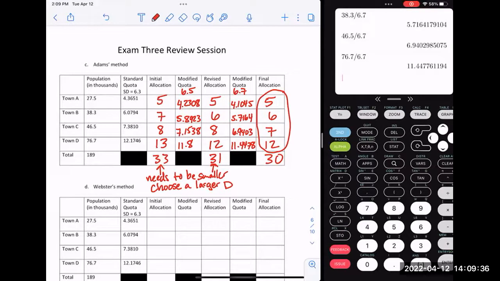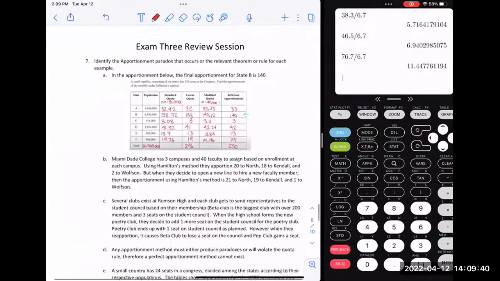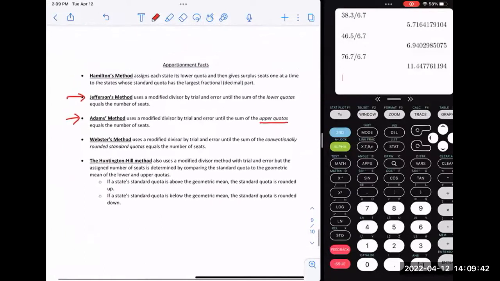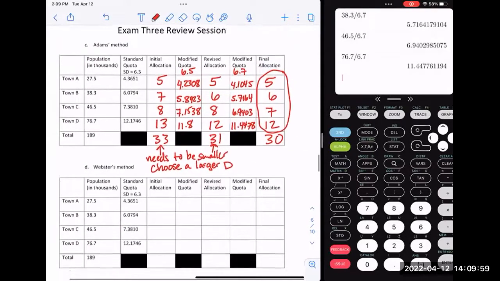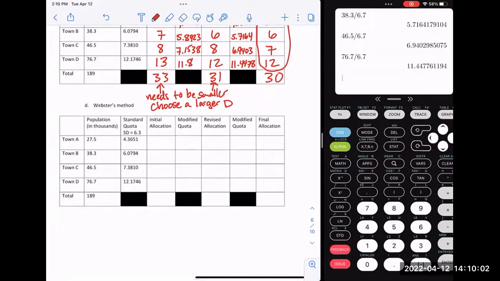Questions on Adams' method? Webster is next. So if we look at our description, again, it reads pretty much the same way, except the only difference is how they're rounding. So Webster's method rounds conventionally, right? So instead of always rounding down or always rounding up, we're going to round with normal rounding rules, which is, in this case, if the digit behind the decimal is 5 or higher, we'll round up. If it's 4 or lower, we'll round down.